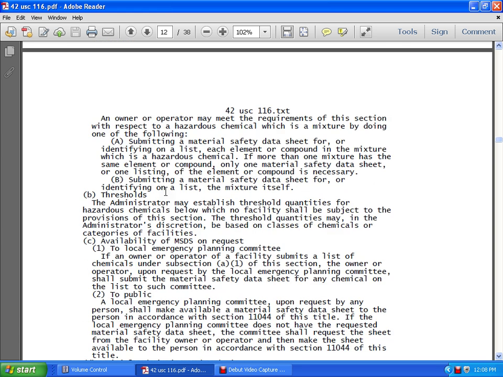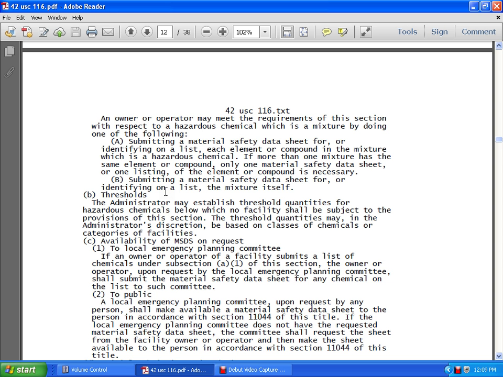B, the threshold. The Administrator may establish threshold quantities for hazardous chemicals below which no facility shall be subject to the provisions of this section. The threshold quantities may, in the Administrator's discretion, be based on classes of chemicals or categories of facilities.